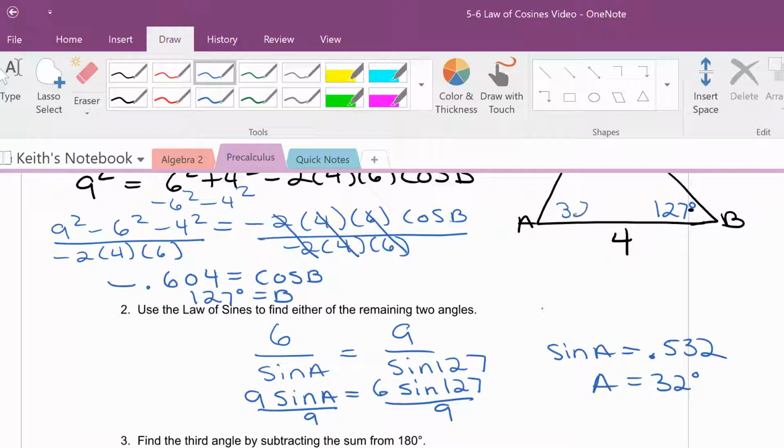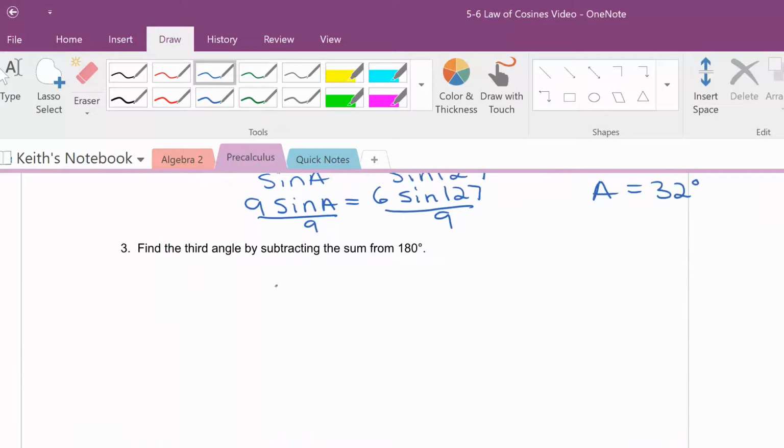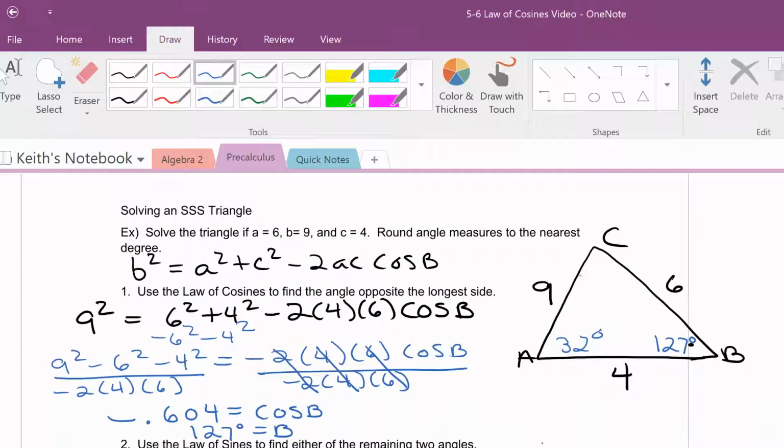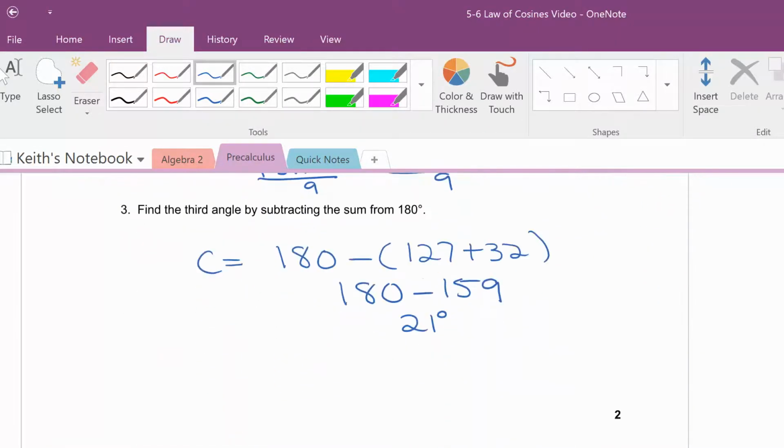And then you find the third angle by subtracting. So angle C is equal to 180 minus 127 plus 32. So 180 minus 159 is 21 degrees. And that's angle C. So there you found all the missing parts.